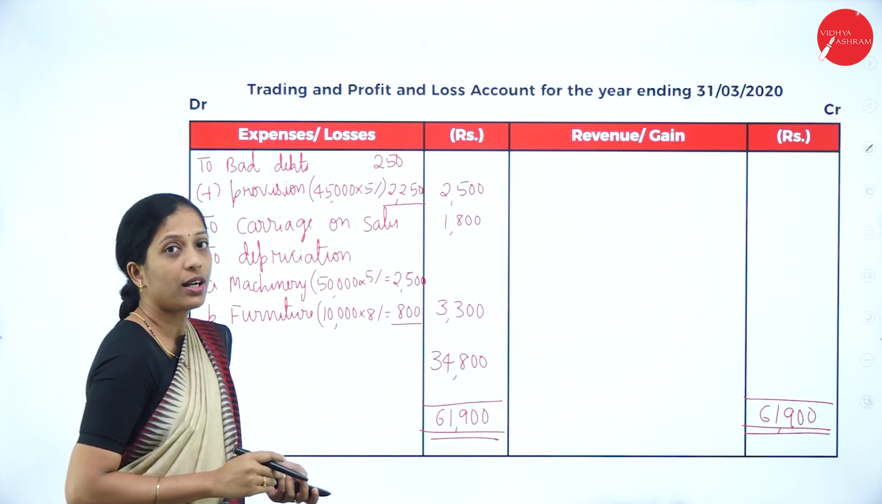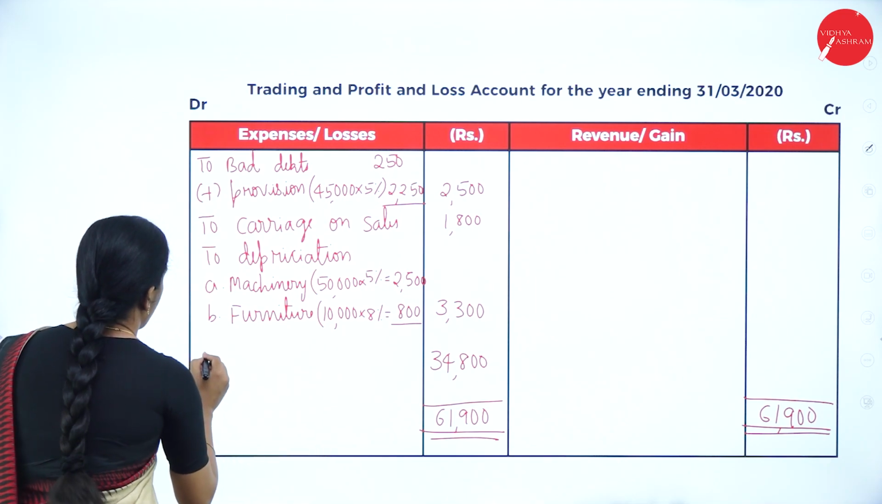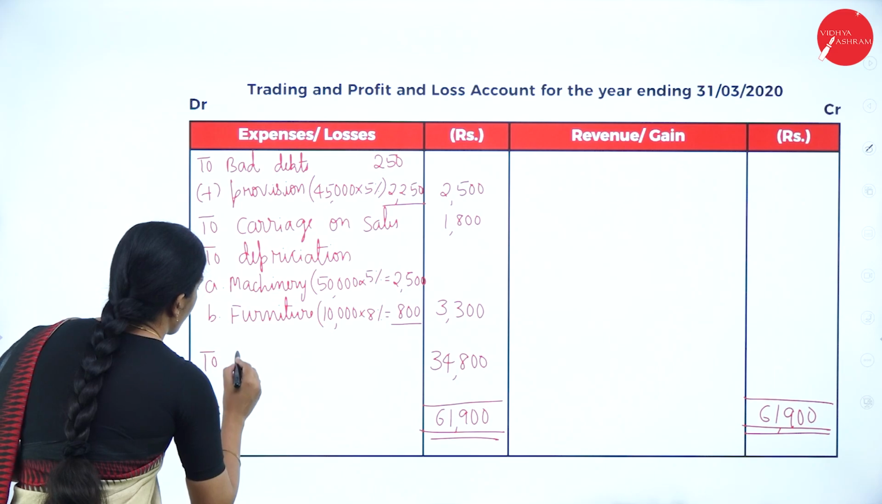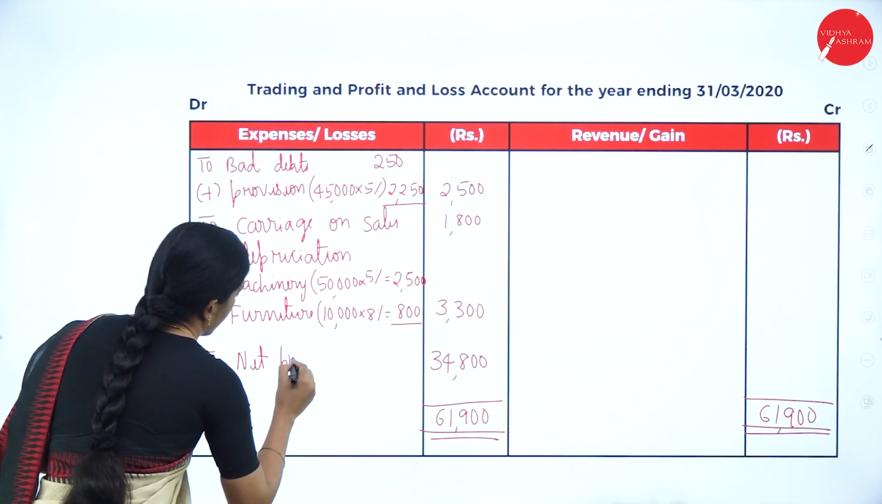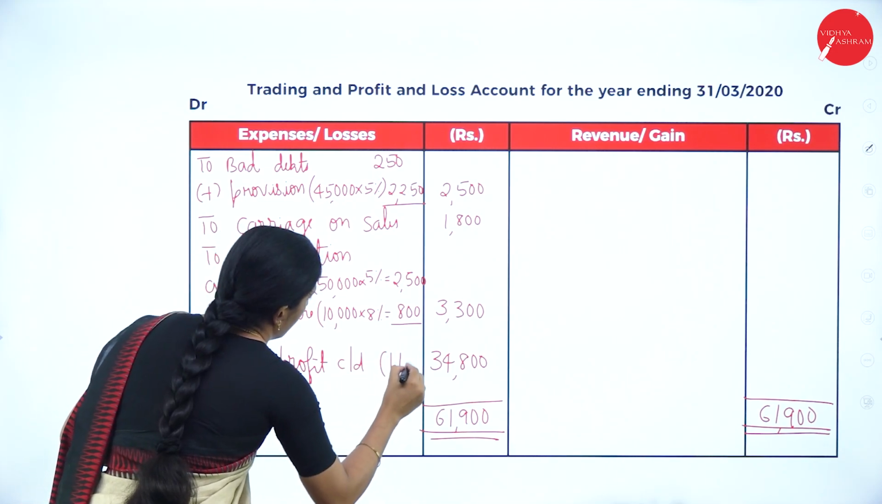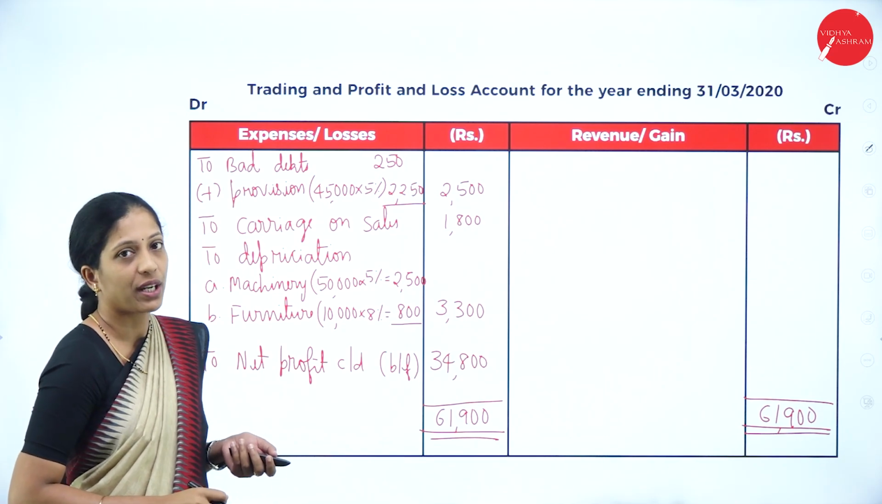So you got what? Your revenue is more than your expenses. So the balancing figure of the profit and loss account will be net profit. Net profit carried down, and this will be the balancing figure which has to be transferred to the profit and loss appropriation account.